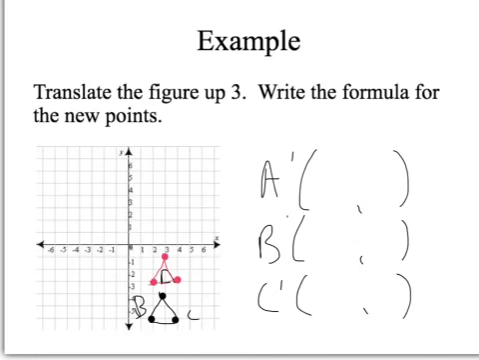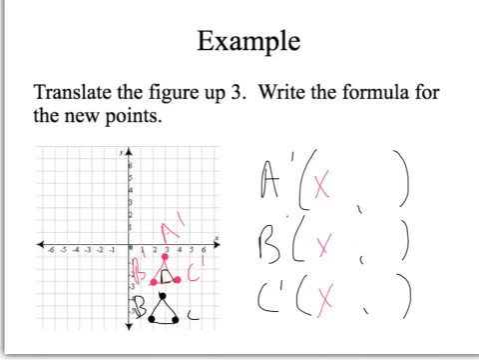And we have translated it. So the new points are A prime, B prime, and C prime. And then I want to write a formula to get the new points. If I move up 3, notice that each point still falls on the same x coordinate. They all are still on 2 on the x axis. So therefore, my x doesn't change at all. It stays the same.